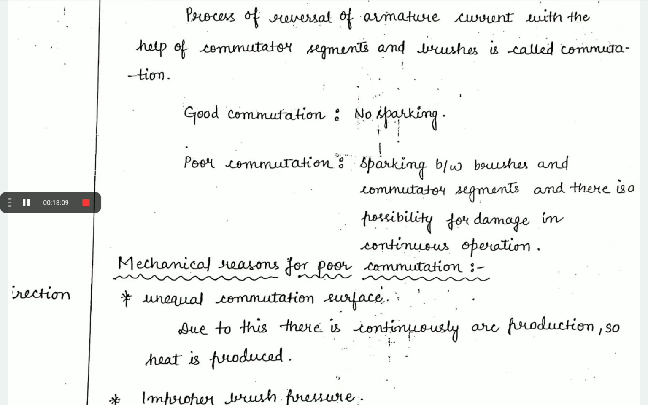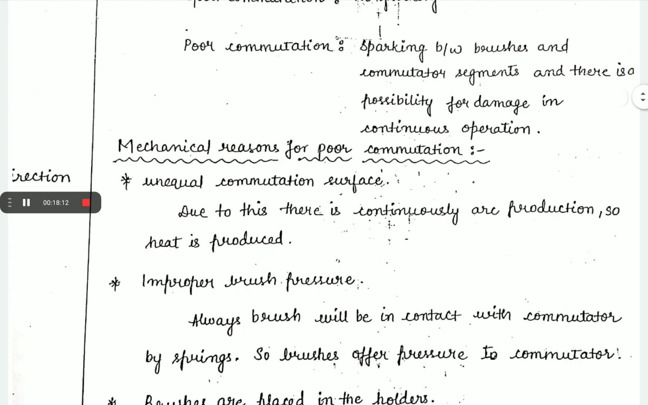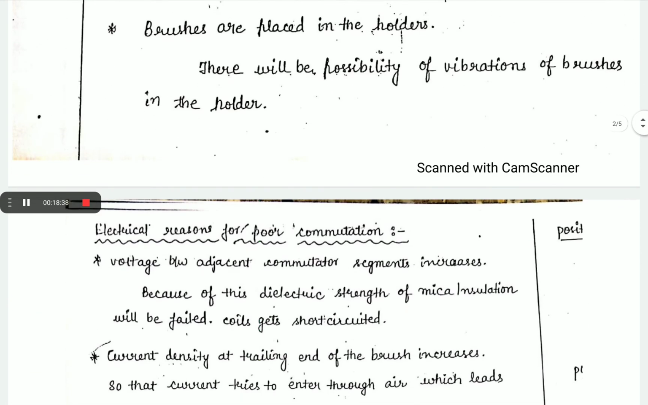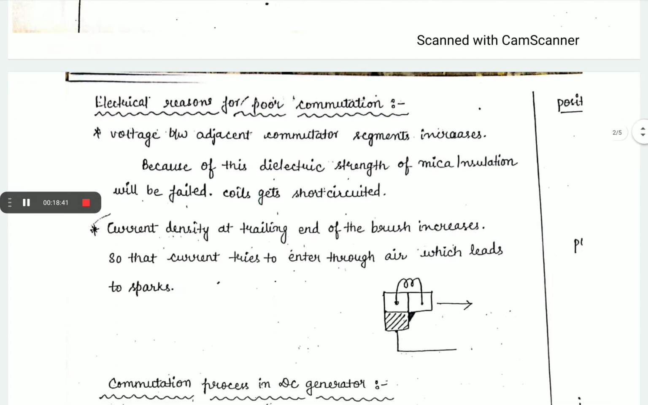And what are the mechanical reasons for poor commutation? An unequal commutation surface will produce poor commutation, and improper brush pressure. We know that brushes are always touching our commutator segment, so there will be some unequal pressure, and brushes are placed in the brush holder, so there will be possibility of vibration of the brush in the holder. Okay, and also electrical reasons for poor commutation. There are some electrical reasons, which are voltage between adjacent commutator segments will increase.